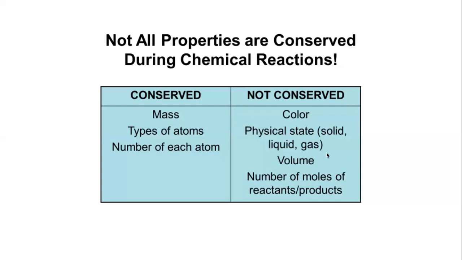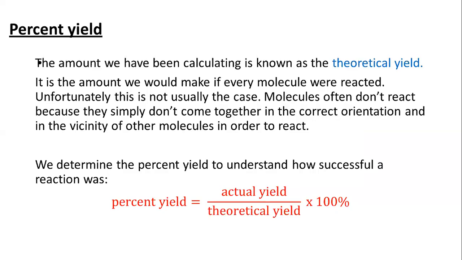The volume is not conserved, so we can lose some volume, and the number of moles of reactants and products are also not conserved. And so importantly, moles are different than the mass. So remember, the moles are those coefficients, and you can change the coefficients, but you can't change the number of atoms that are in those formulas.